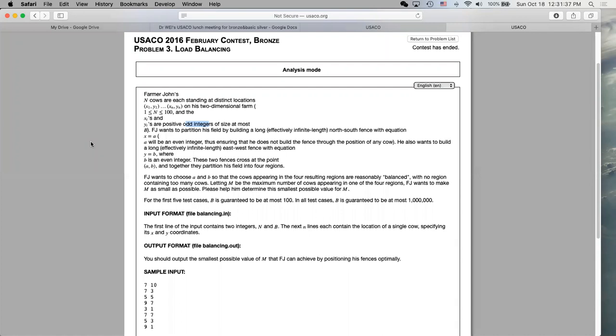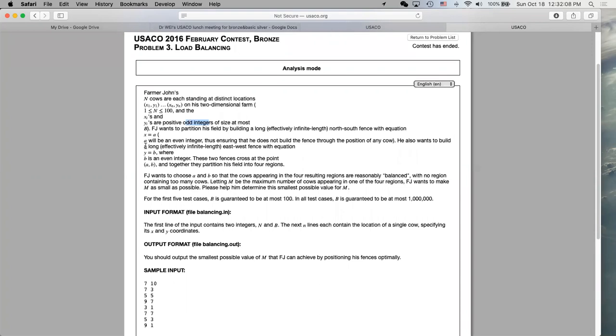FJ wants to partition his field by building a long fence. One is in the north-south direction, with the equation x equals a, and a is going to be an even integer. So this fence will never cross any cows, because all the cows' coordinates are odd numbers. And similarly, FJ is also going to build a long east-west fence with y equals b, and b is an even integer as well. Okay, so pretty much it is a very simple setup for this question.